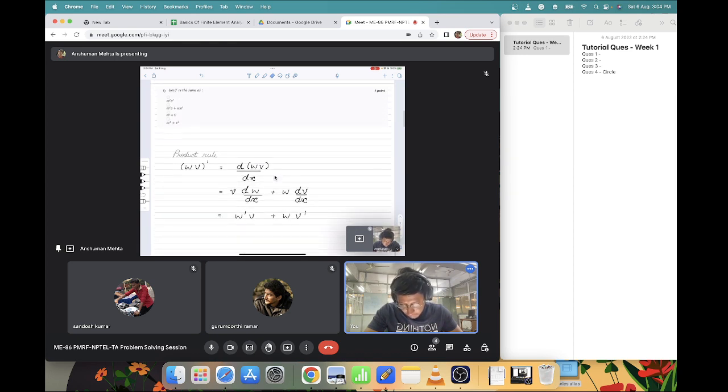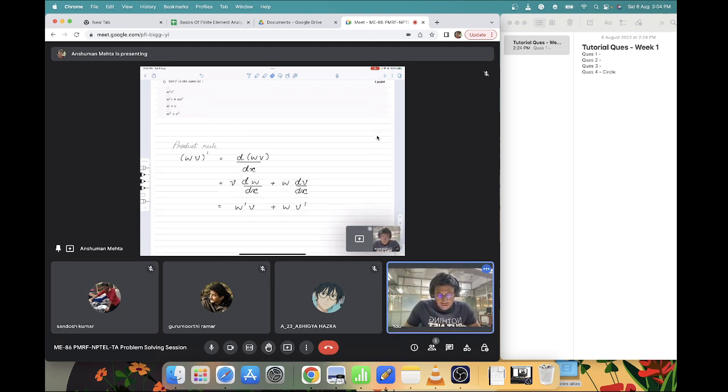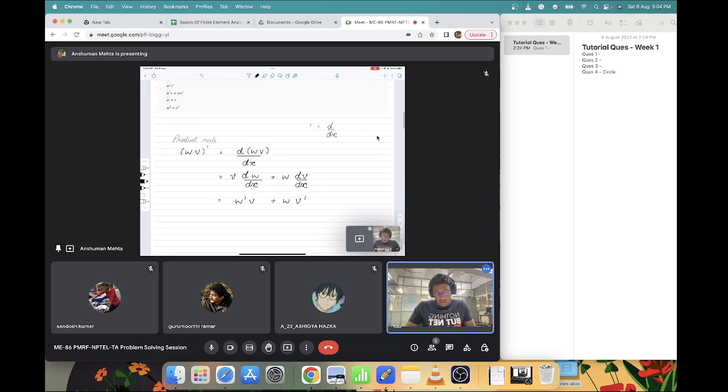Okay, this is a very simple question. I've just taken it as a test question so that everything fits well. It is just W into V dash. So the first question goes like this. Nothing can be more simple. We just have to apply the product rule. Dash here means differentiation with respect to the independent quantity, and x is the independent quantity.